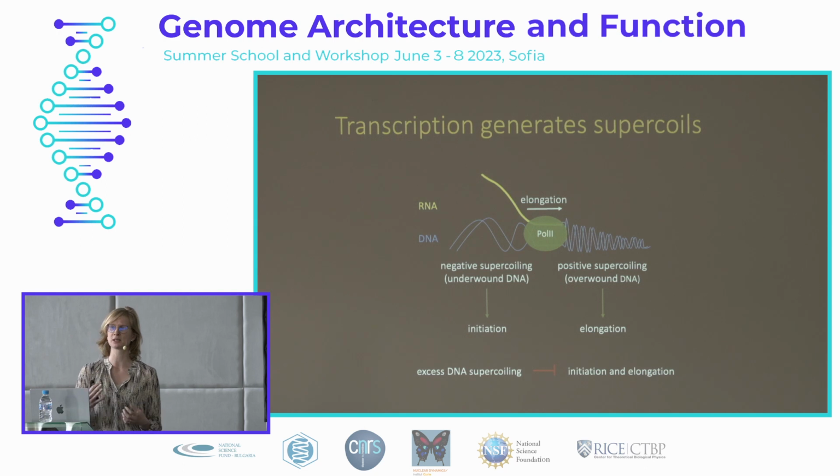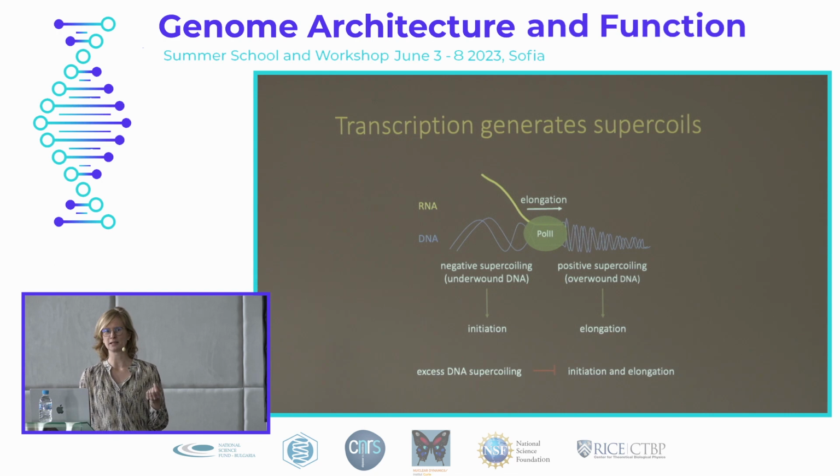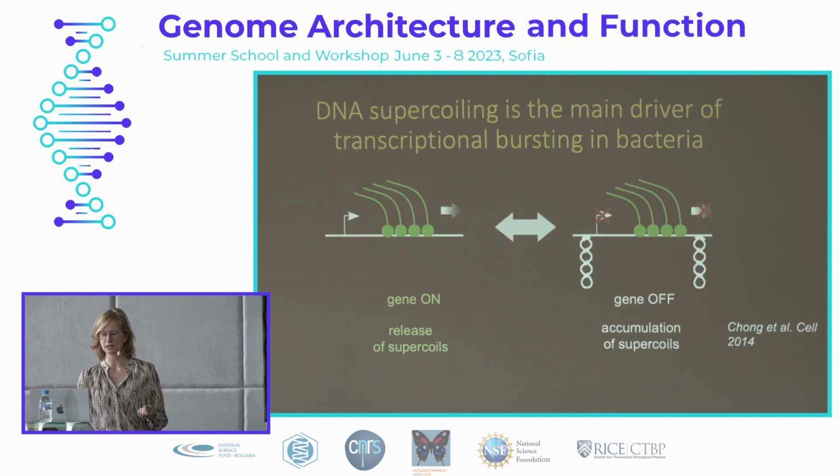And so there are various enzymes in the cell called topoisomerases that can quickly relieve these supercoils in order to prevent this transcription inhibition. What we know, however, is that in bacteria, one of these enzymes is present in limiting amount, and so at highly transcribed genes, there's so much buildup of supercoils that cannot be released that this starts to inhibit initiation and elongation, and this turns the gene off, and then you have to wait for release of supercoils for transcription to resume again. So in bacteria, it's thought that this accumulation and release of supercoils is the main driver of this transcriptional bursting.